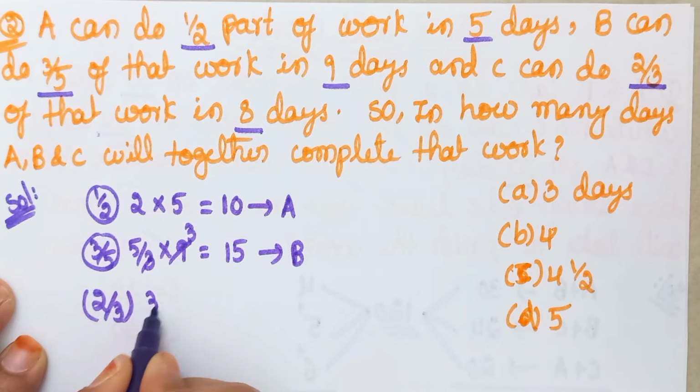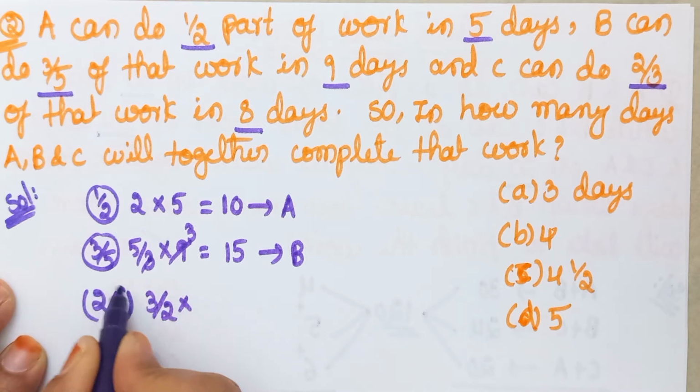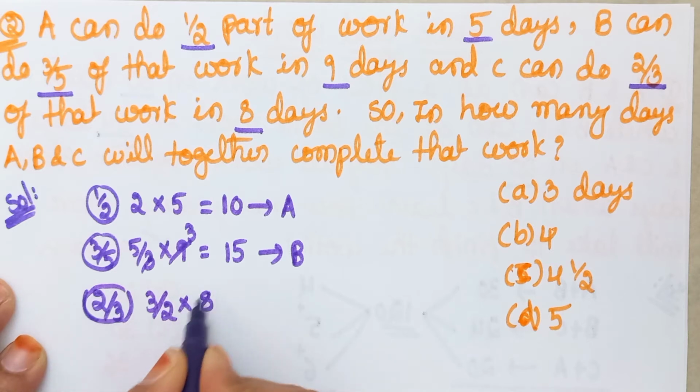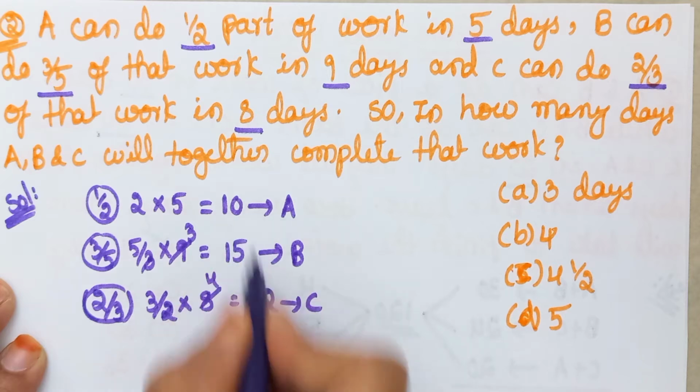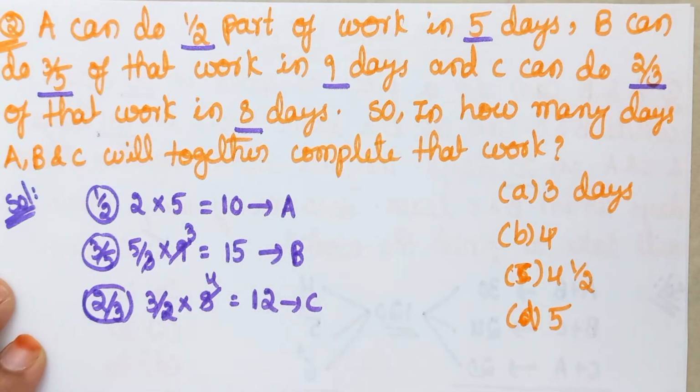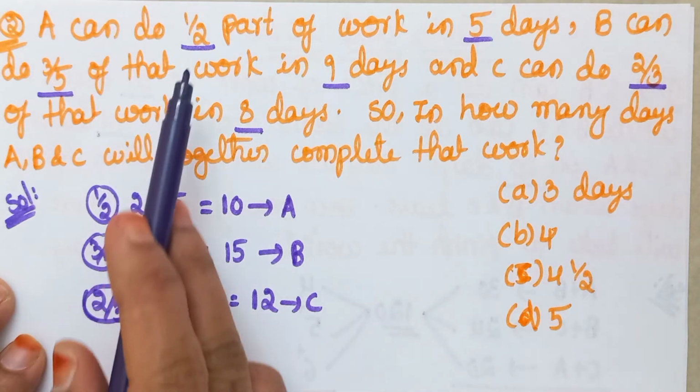Similarly, C can do 2/3 of that work in 8 days. So, we have to invert this 2/3 first. 3 by 2 into 8. 2 4s are 8, so we get 12 days. This is simple and we know how to do this type of problems. Now this becomes very simple. So, don't get confused by these fractions.